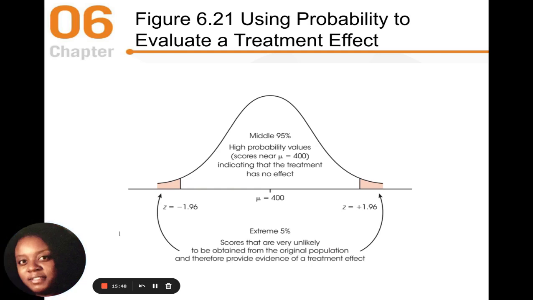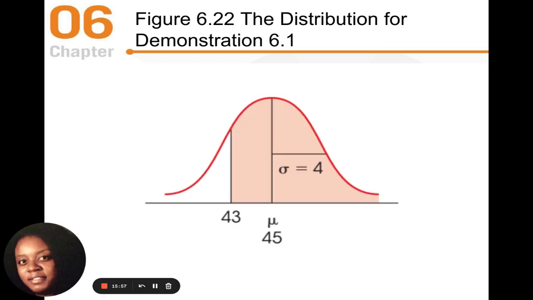You can also look at figure 6.21, which shows probability used to evaluate a treatment effect, and 6.22, which shows the distribution for demonstration 6.1.